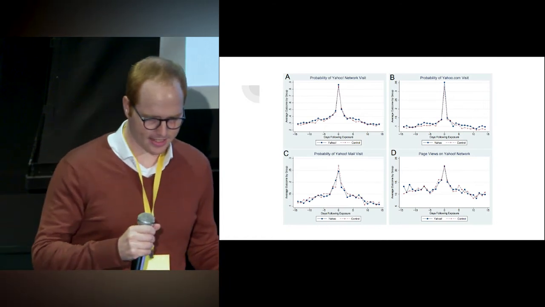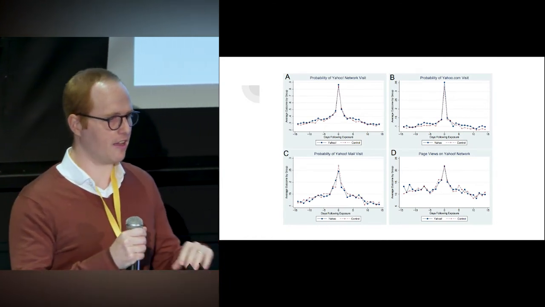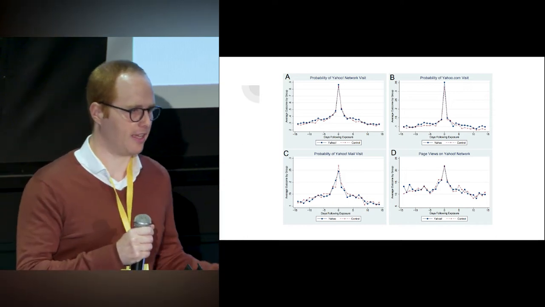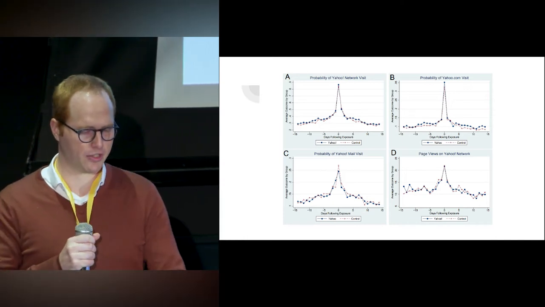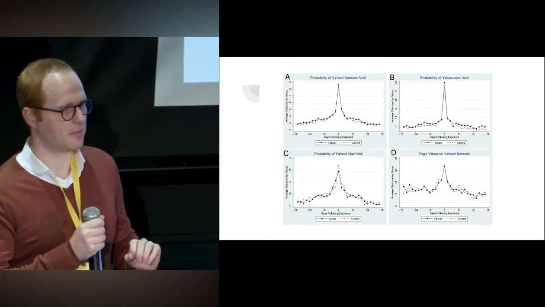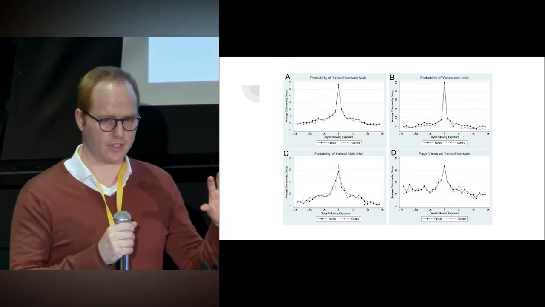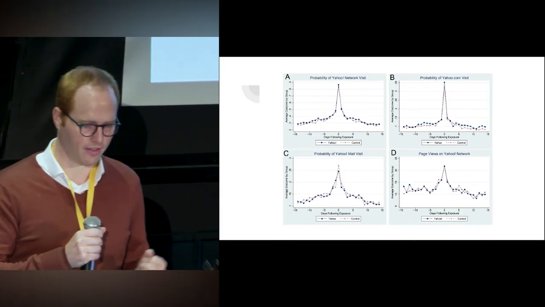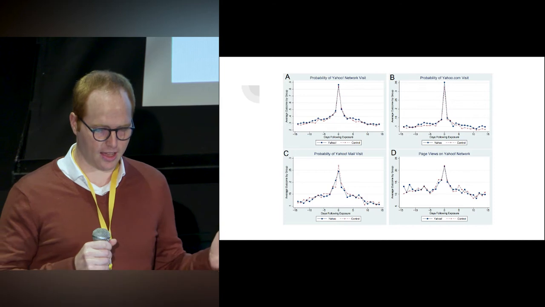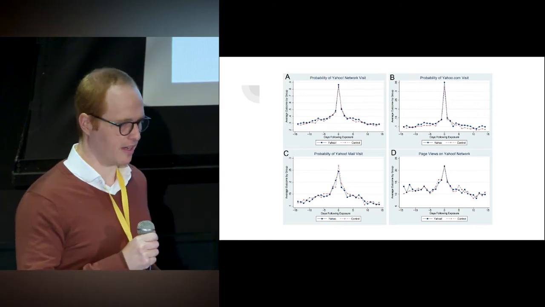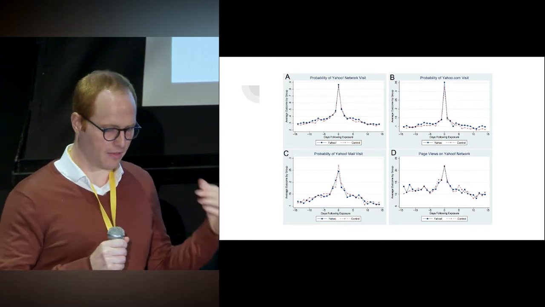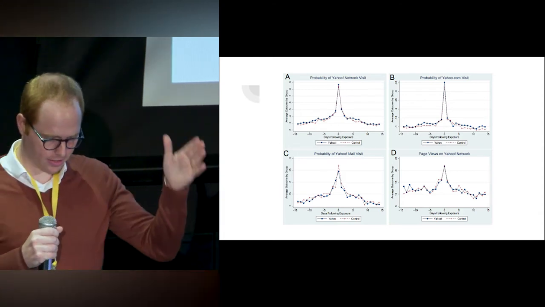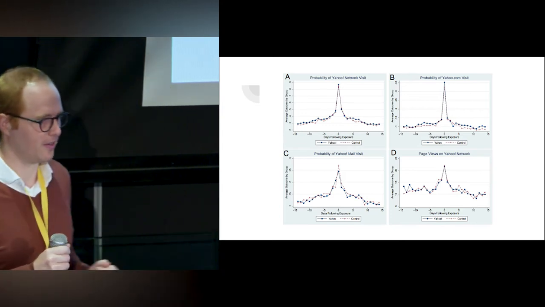On the x-axis is the day of exposure to an advertisement. The y-axis is an outcome metric that they care about, and they looked at these four different outcome metrics. They were showing advertisements to people for visiting pages in the Yahoo network. So they have the probability of a visit within the Yahoo network, the probability of a visit to yahoo.com, the probability of a visit to Yahoo Mail, and then just the number of page views within the Yahoo network.